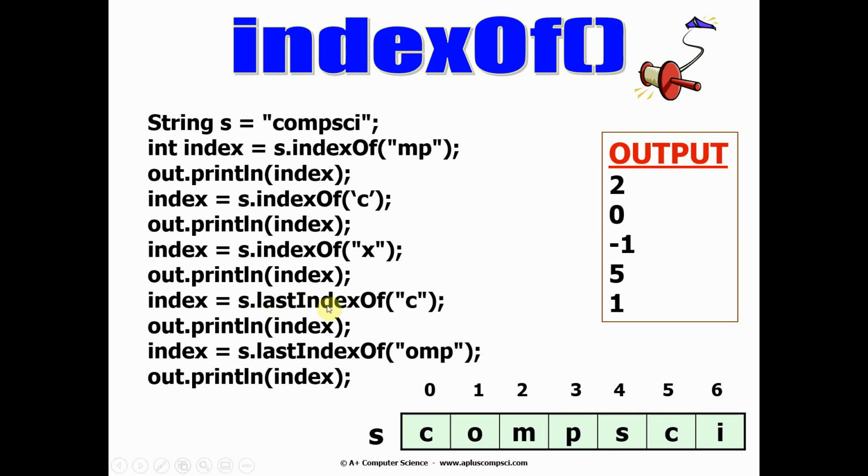Now lastIndexOf is the same idea. It returns where it finds it, but it starts looking from the back, from the end. And so in this case, if you look for C, it will return the one at spot 5, so it will return 5. Now, omp, there's only one omp in the string, so if you did indexOf or lastIndexOf, you'd get 1 either way.